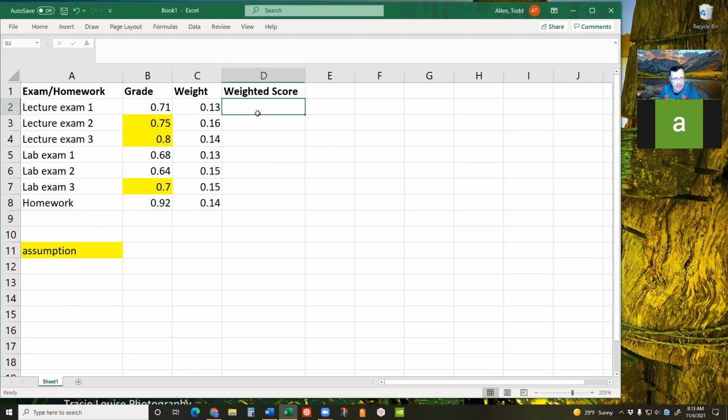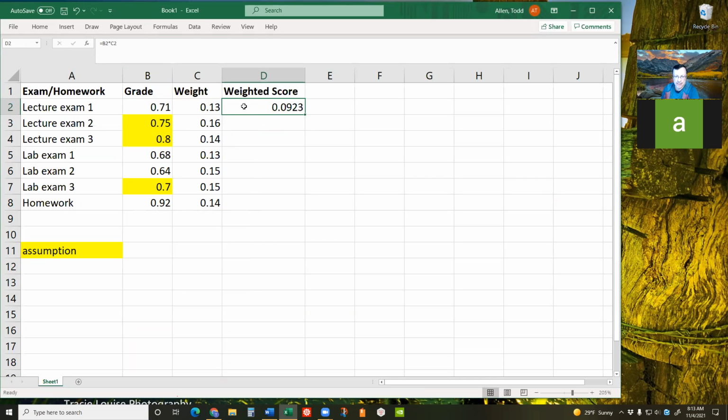Okay, now to get the weighted score, what you're going to do is multiply the number in column B by the corresponding weight in column C. For example, this value right here will be equal to 0.71 times 0.13. Okay, that comes up to a weighted score of 0.09. You're going to do the same calculation for every grade and its corresponding weight and fill all these out.